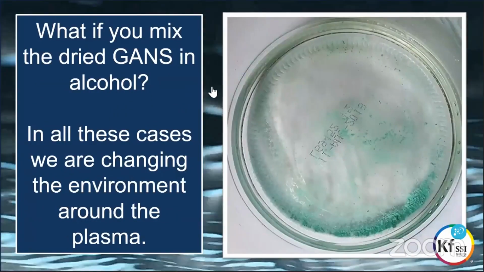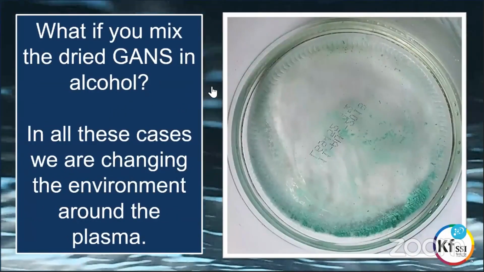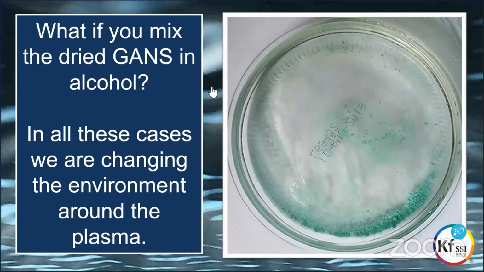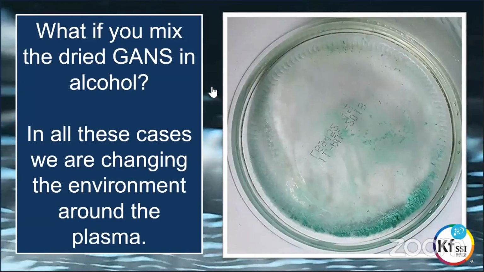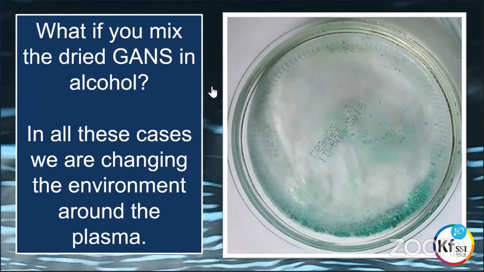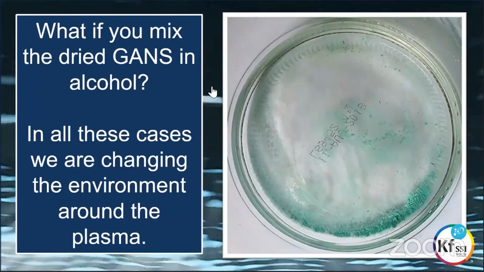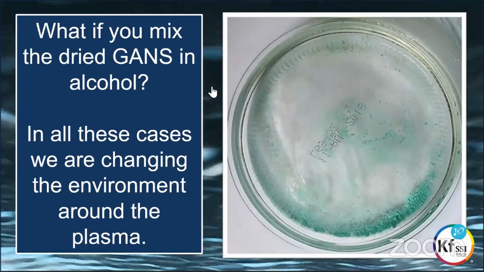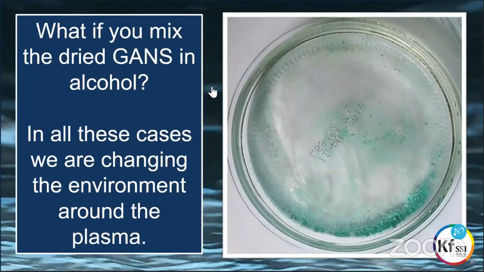And again, what if you mix the dried GaNs in an alcohol? Because the alcohol is different to the water. The alcohol will have a different magnetic or gravitational field strength. We've changed the environment, so we're changing that interaction of that plasma with the environment of the alcohol, and so we're going to have different fields interacting.